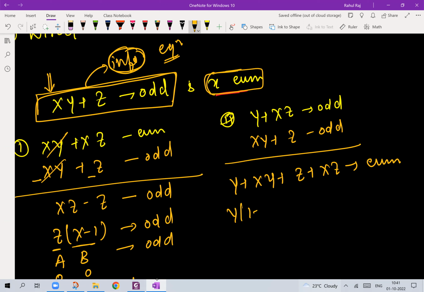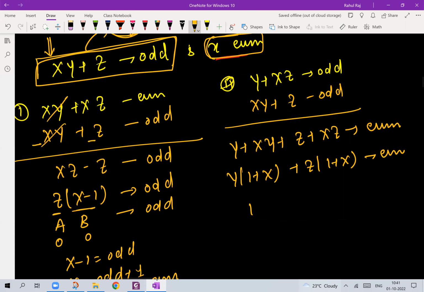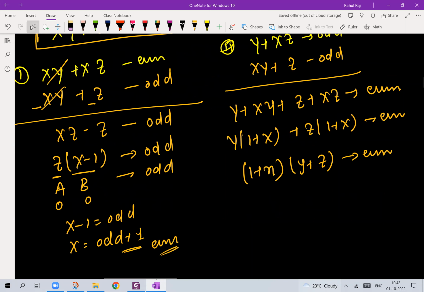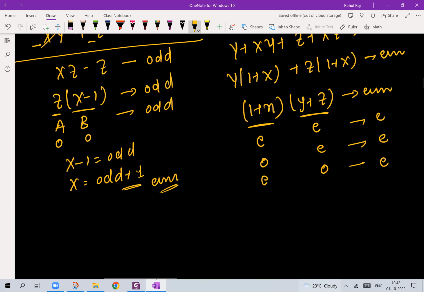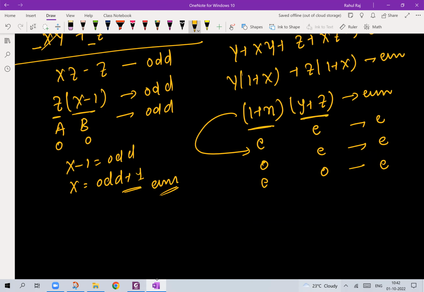Now, if I take y common here, I get y times (1 plus x). If I take z common here, I get z times (1 plus x). And that is actually even. Simple. So if I take 1 plus x common over here, I get (1 plus x) times (y plus z), and this is an even number. Agreed? The product of two numbers is even when this could be even, this could be even, you will get an even number. When this could be odd, this could be even, you will get an even number. When this could be even, this could be odd, you will get an even number. So what we get from here is that 1 plus x can be even.